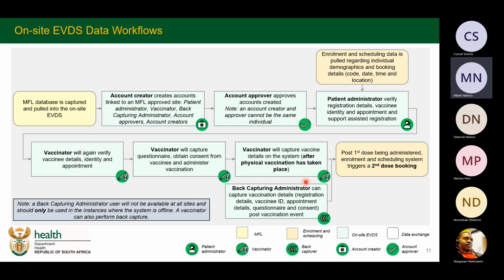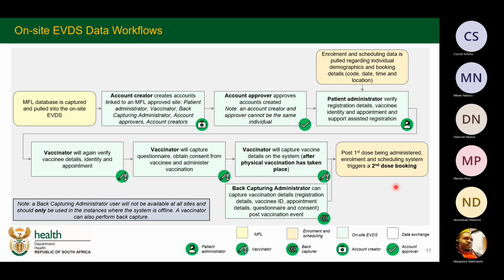And at this point, it's important to highlight that the back capturing administrator also performs a similar role of capturing vaccination events. So the back capturing administrator is able to assist in the event that the vaccination event was recorded manually on paper forms. Those paper forms can be given to a back capturing administrator who will then capture it onto the system. And the guidance is that the back capturing must be done within 24 hours.